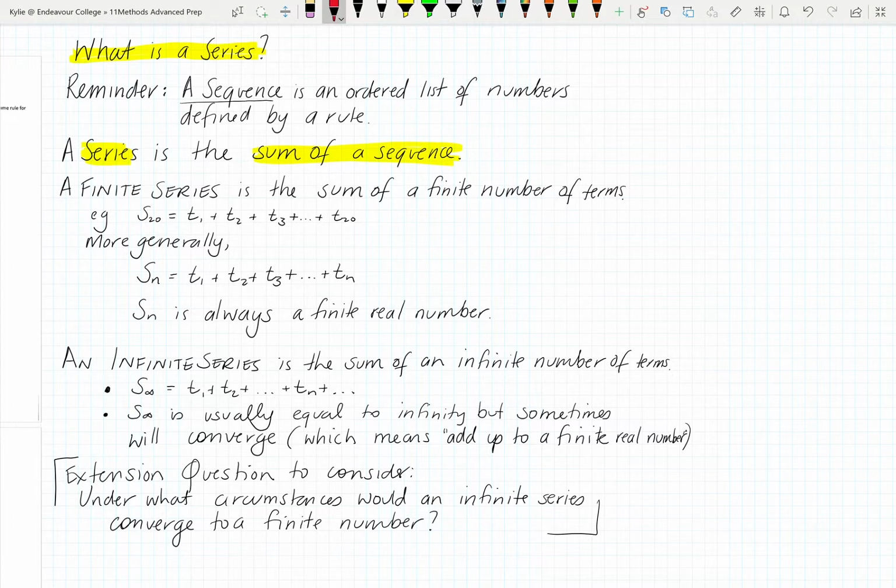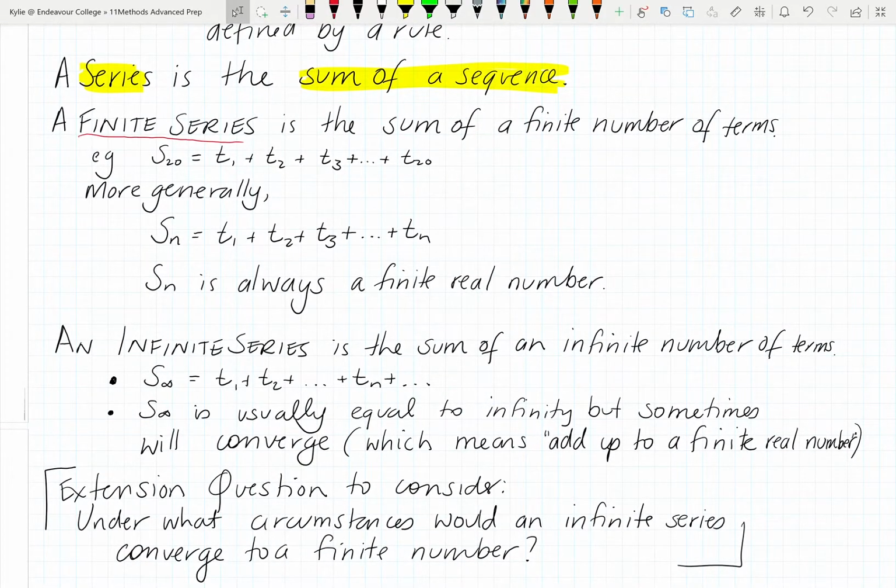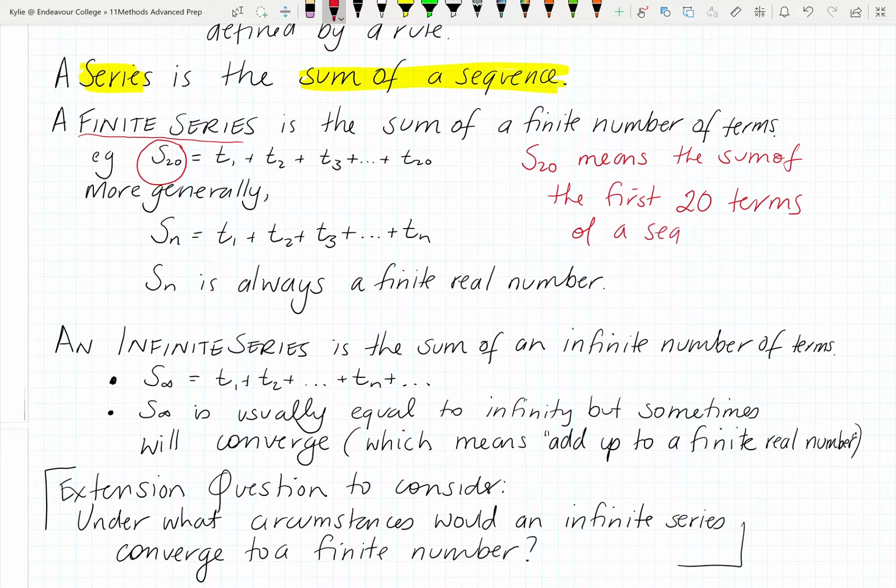There's two different options. The first one is a finite series, and that's largely what we'll be working with. And a finite series is the sum of a finite number of terms. So for example, S20 means the sum of the first 20 terms of a sequence. S20 would be the first term, T1, plus the second term, T2, plus the third term, T3, plus all of the terms in between, and then our last term is T20.